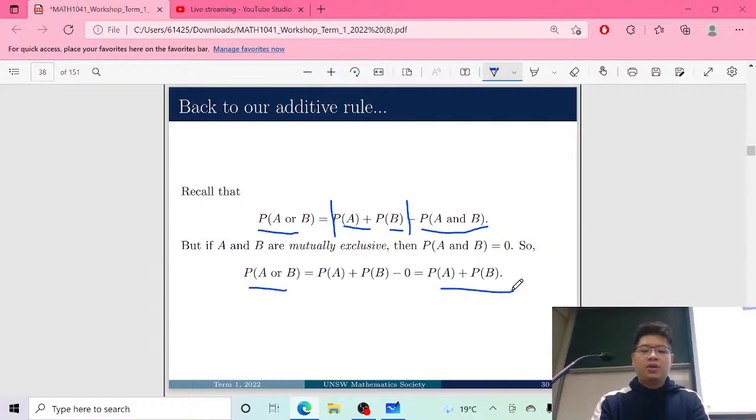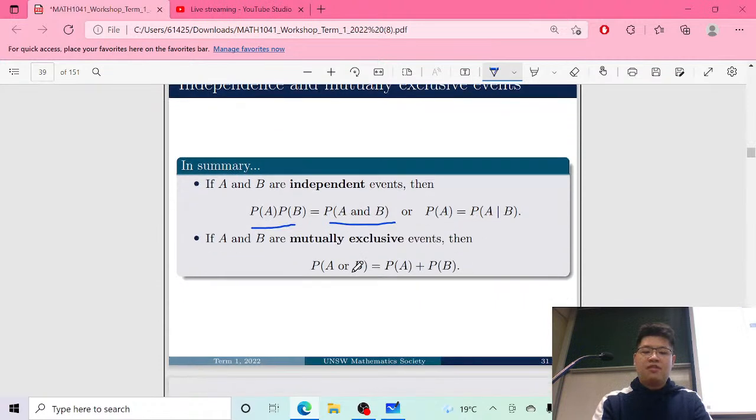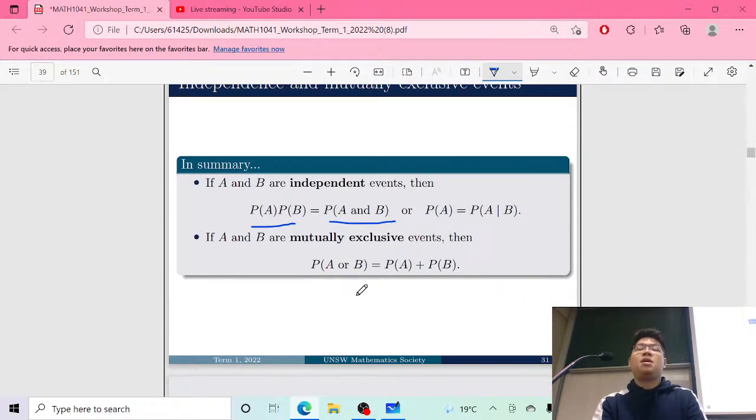So I'm going to wrap up all this information in the next slide, just to let you see the difference. If A and B are independent, you would have P(A) times P(B) equals P(A and B), or you would have P(A) equals P(A given B), or you could flip it the other way around. Okay? These are the definitions of independence. If A and B are mutually exclusive events, then you would have P(A or B) equals P(A) plus P(B). Okay? So it's a nice way to remember the formulas here. Cool. Any questions so far?